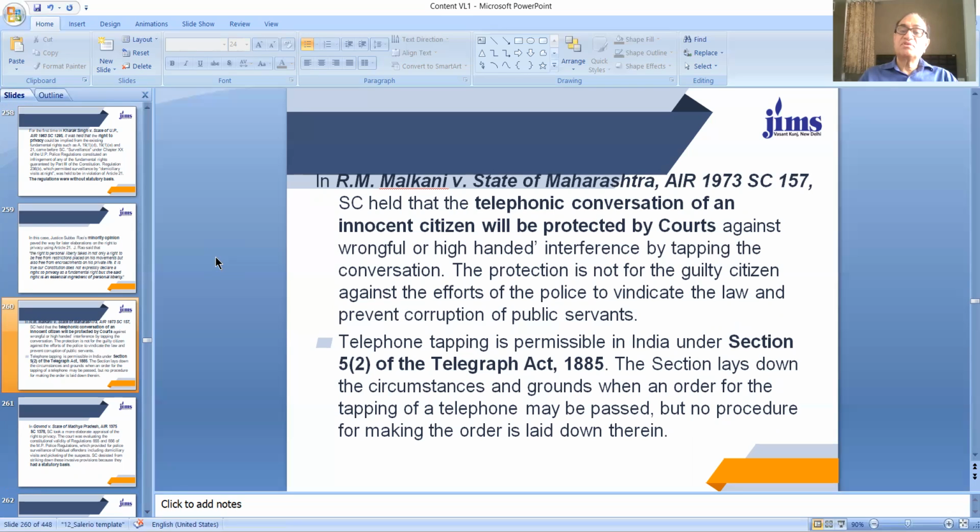And the protection is not for the guilty citizens against the efforts of the police to vindicate the law and order or to prevent corruption of public servants.